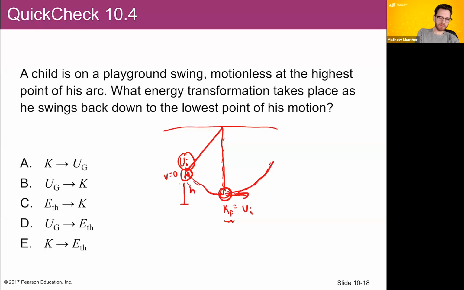As I swing back up, that kinetic energy is going to get transformed back into potential energy until I run out of kinetic energy. And that means that the maximum height I'm going to reach on this side again is just going to be h, because I know that's the height that I reached to use up all that kinetic energy that I had at the bottom of the swing.